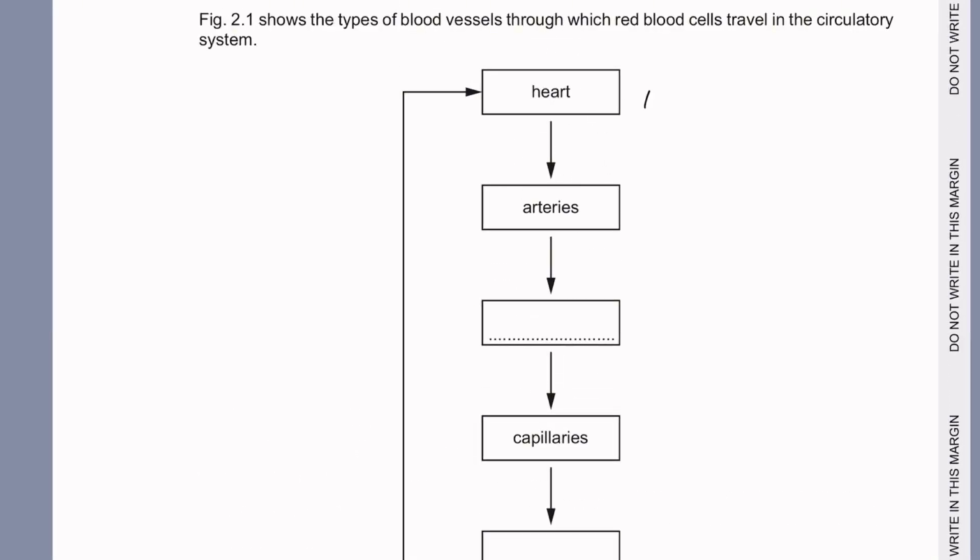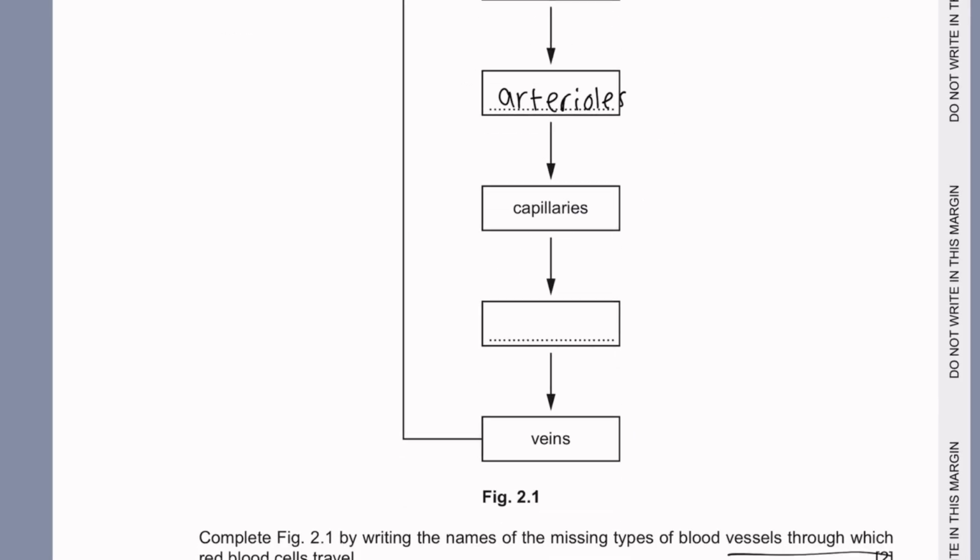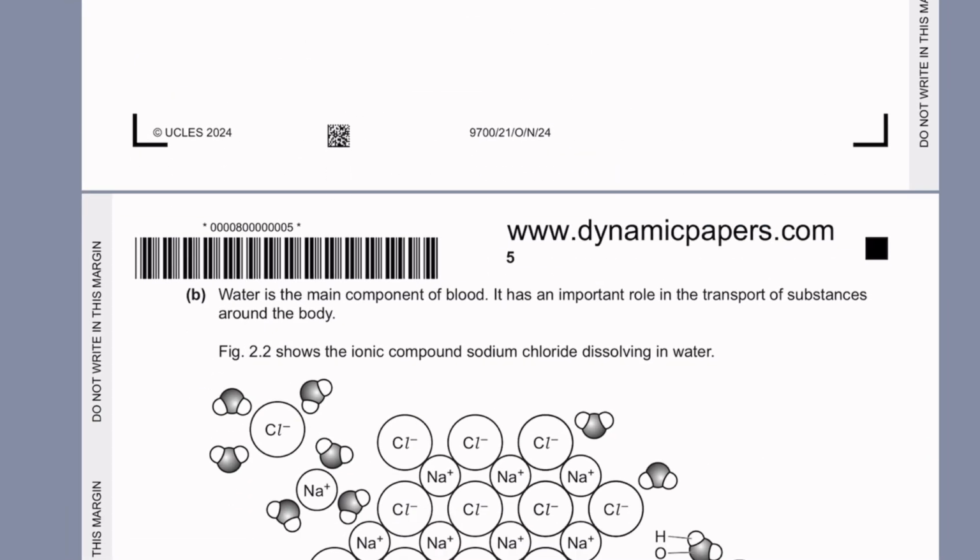You can see heart goes to arteries, arteries to something, to capillaries. Well, what is the link between arteries and capillaries? It's the arterioles, which are the smaller arteries. And then capillaries to veins, we need venules in the middle. Okay, moving on to letter B.